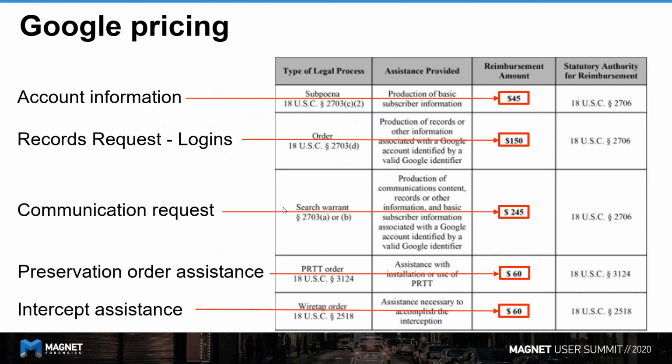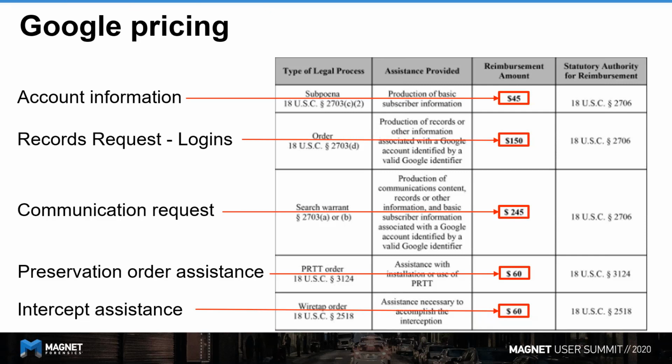Then this is their pricing structure that they came out with: $45 for just account information, records requests for logins. If you wanted to show when they logged in, when they logged off, it would cost you $150. Communication requests, so if you want to get emails, any sort of communications for Google Hangouts or any of that sort of thing, it's $245 US dollars. And if you needed simple administrative assistance with a preservation order, that was $60 US dollars.